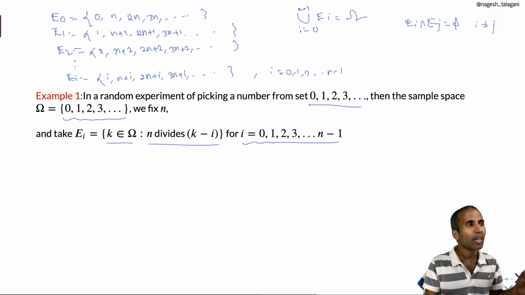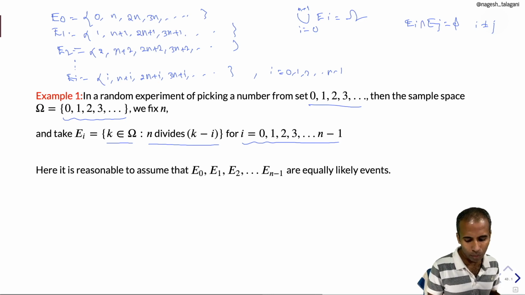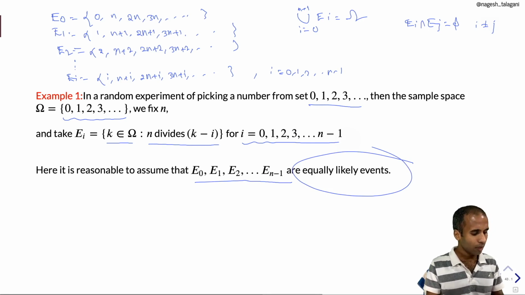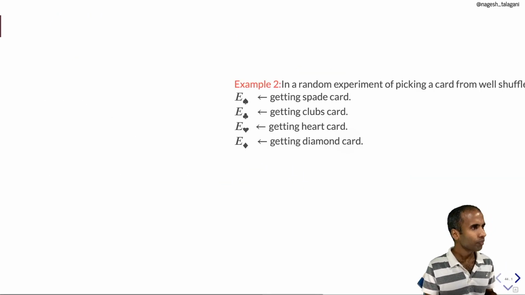Also, here we feel like we don't prefer one event over another. Here it is reasonable to assume that each event has the same probability of occurrence. That's why it is reasonable to assume that E0, E1, and so on, En minus 1 are equally likely events in this case. Okay, let me give another example.